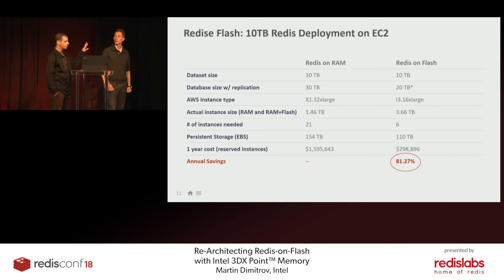That slide is about Redis-on-flash, the existing product that is currently available. So your example shows using flash on that I3 instance? Yes, it shows that Redis-on-flash on EC2 can save costs compared to Redis on RAM, for the existing product that is currently publicly available.